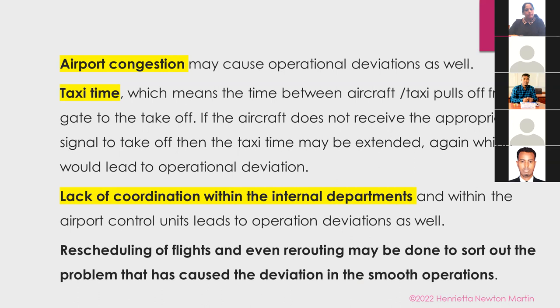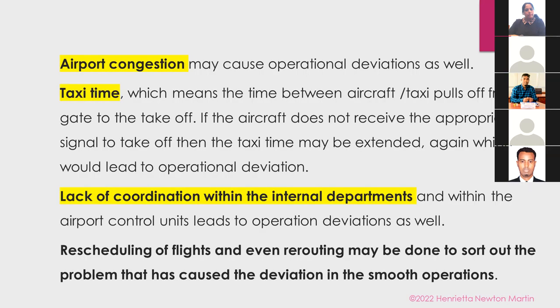So you must learn here that coordination within the internal departments has to be effective. Effective coordination within the internal departments would prohibit operational deviation, but lack of coordination within the internal departments and within the airport control units would lead to operational deviations. So what is the solution? Obviously, they would reschedule the flights, and even rerouting can be done to sort out the problem that can cause the deviation in the smooth operations.